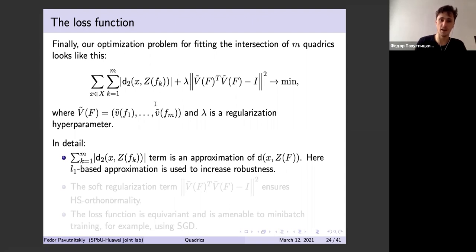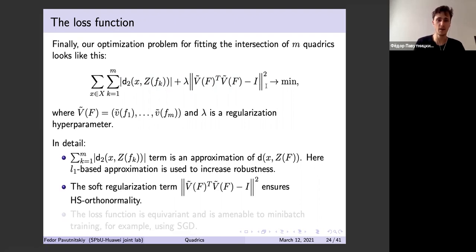This is about the main term, right? But now we need somehow to incorporate constraints, our Hilbert-Schmidt orthonormality constraints. We use this just by regularization. We tried different methods like optimization on the Stiefel manifold and optimization on a product of manifolds, but we found out that actually just a soft, usual regularization works best.